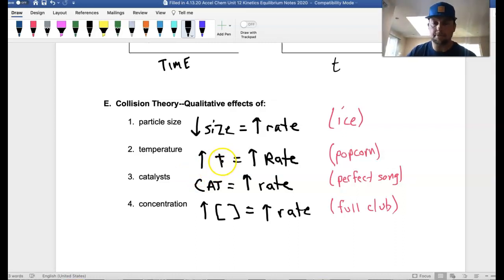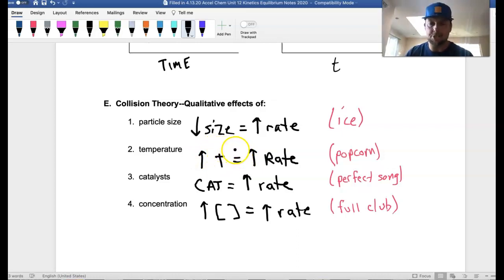If I'm trying to melt a bunch of ice and I throw it into a pool, well, if I throw in a bunch of rabbit pellet ice, very small slushy ice, it will melt quite quickly because there's a lot of surface area of the ice exposed to the warmer water in the pool. So with smaller particle size, the rate of melting will be much higher.